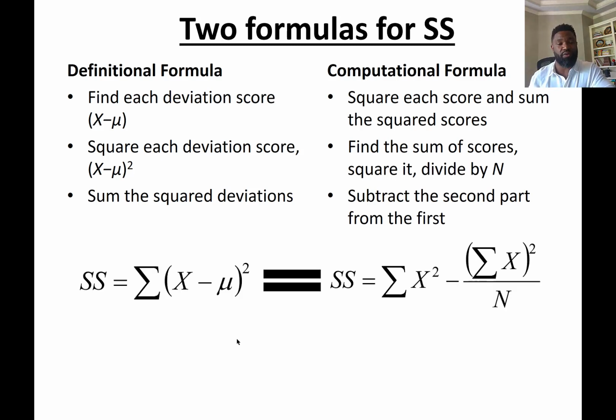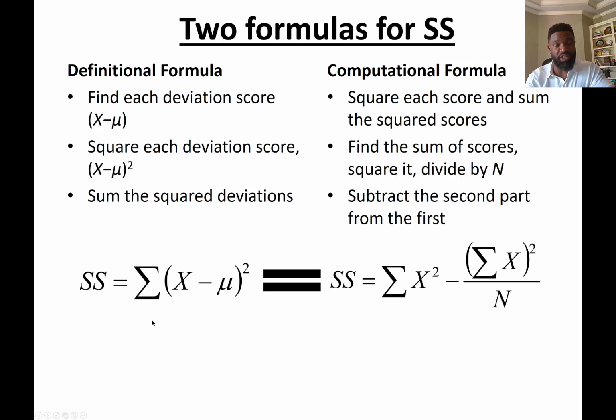And so let's look at the formulas and see if that makes sense, right? This thing literally says take each score, subtract the mean from it, and square it, and then add them together. That's what all those words right there mean, right? Over here, this says square each score and sum the squared scores. So square each score and then add them all together. And then you're going to subtract the second part from the first part. So you're going to subtract what from it? You're going to subtract the sum of the scores, right? So we're just going to get the sum of the scores, square it, and then divide that by n. So that's all of that stuff right there. And these formulas are exactly the same.